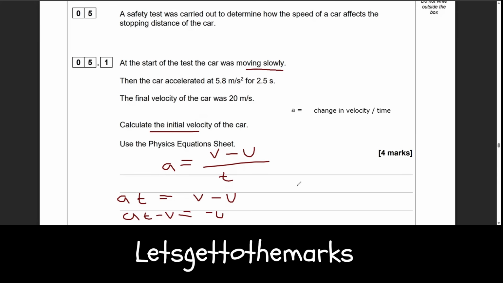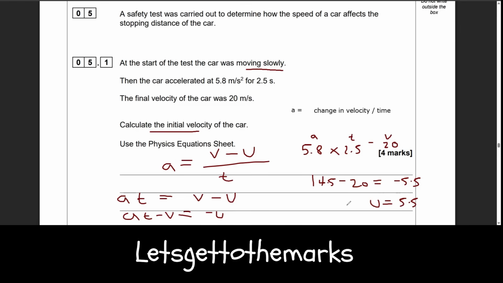We can do that if we like. That's one way to do it, and I'm sure people would do it another way. Right, acceleration A is 5.8. The time is 2.5. And then minus U, what was V? Sorry, minus V was 20. What does this equal? 5.8 times 2.5 equals 14.5, minus 20 equals minus 5.5. Obviously, that's minus U, so U must be 5.5.